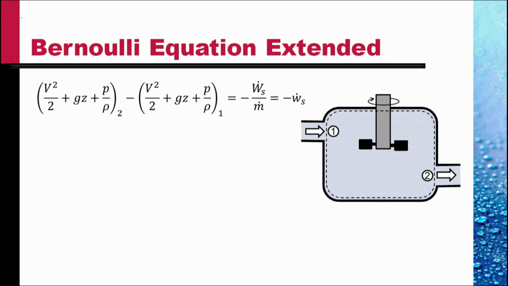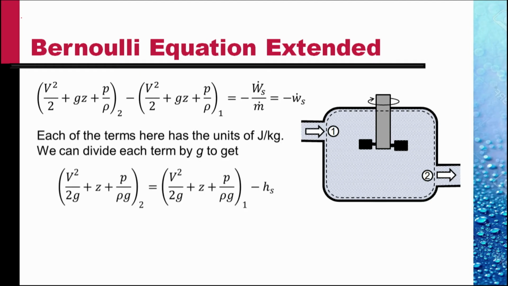The same equation rewritten. Now each of the terms here has a unit of joules per kilogram. We can divide each term by g to get an alternate form: V squared by 2g plus Z plus P by rho g at the exit. These are the sum of the various heads at the exit. V squared by 2g is the kinetic energy head, Z is the potential head, and P by rho g is what is termed as the pressure head, at the exit, equal to the same heads at the inlet minus HS.